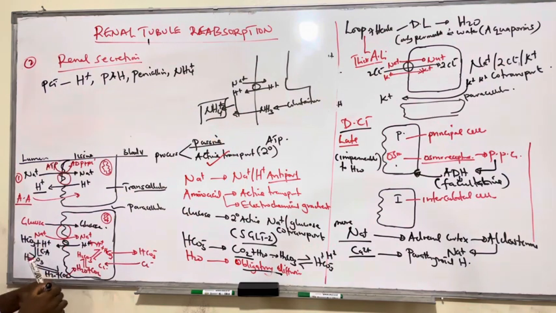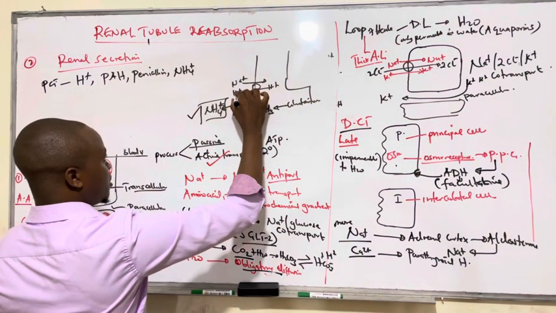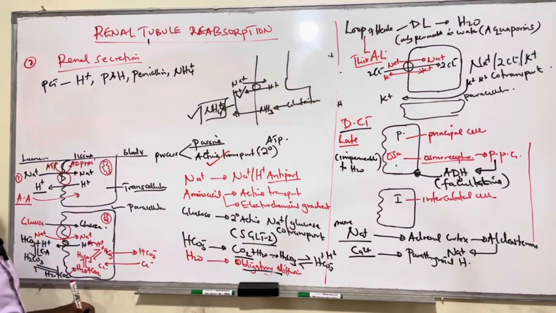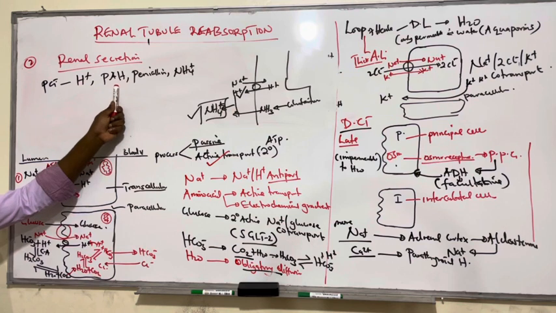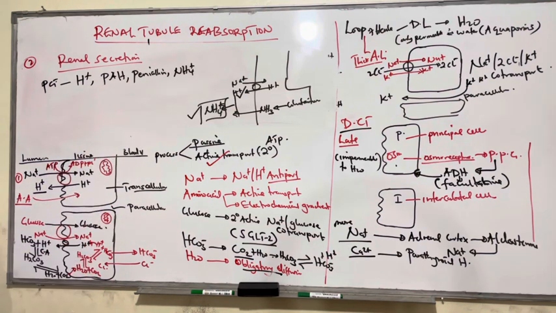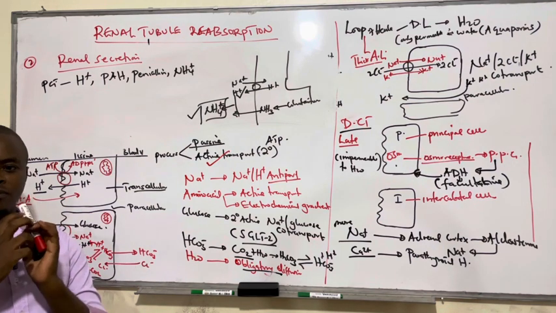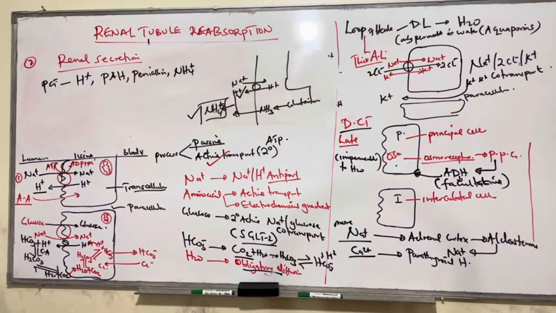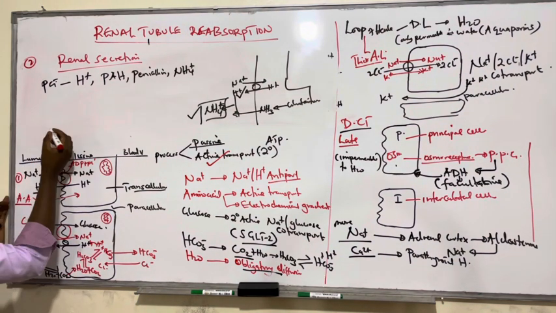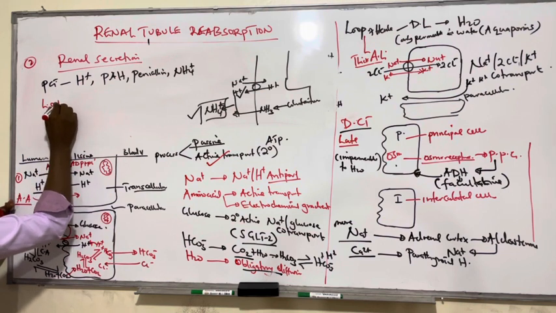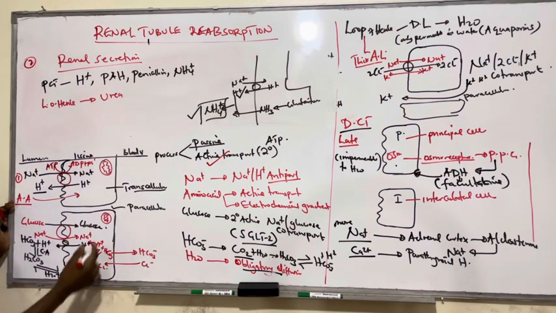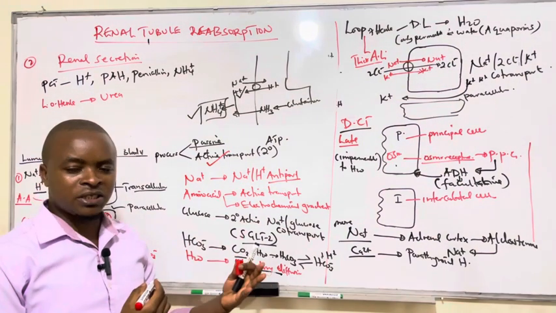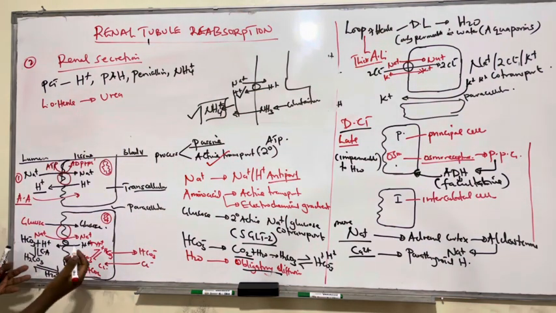So in the proximal tubule, we are seeing secretion of ammonia and secretion of hydrogen, plus also secretion of para-aminohippuric acid and penicillins being secreted to be part of the lumen. So they become part of the lumen, or what we call the glomerular filtrate. Then in the loop of Henle, we see major secretion of urea, because urea is both secreted and reabsorbed.